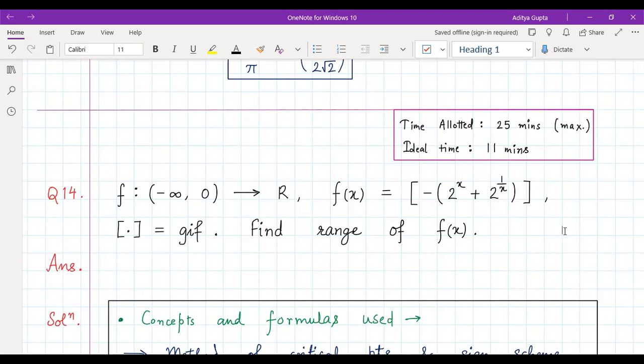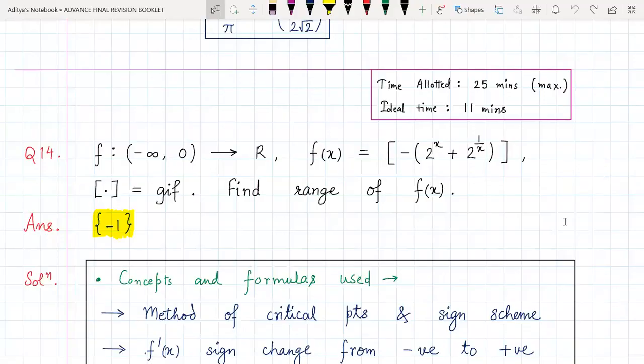The answer to this question is surprisingly just one single element, which is minus 1. So the range is just minus 1, which means f(x) is identically equal to minus 1.